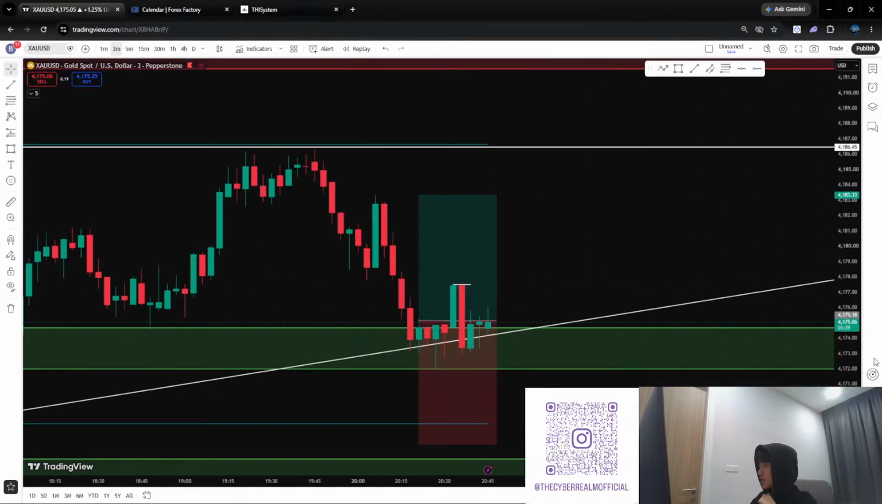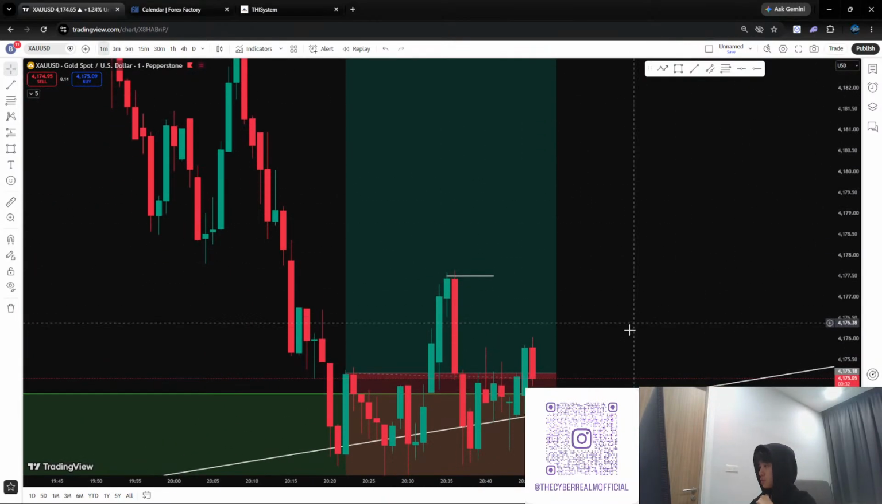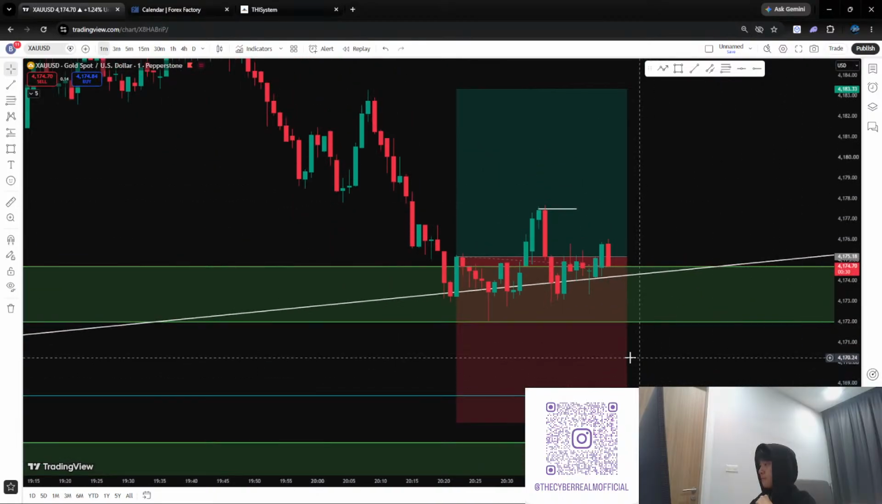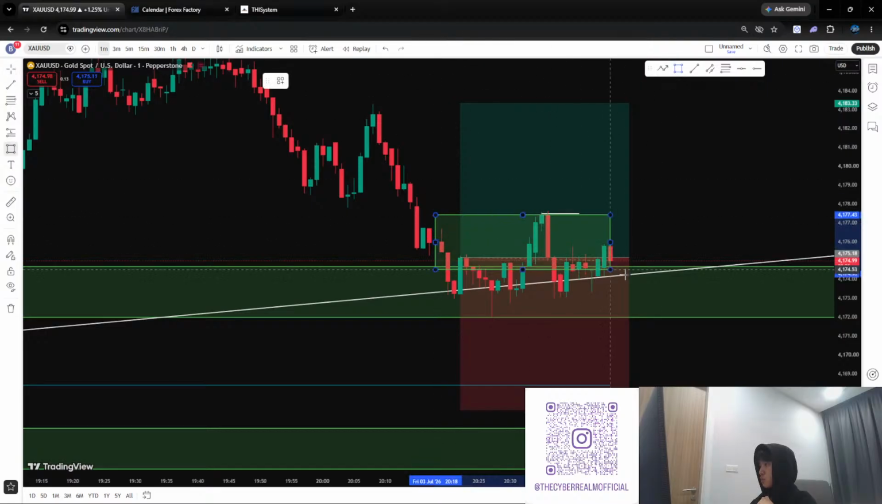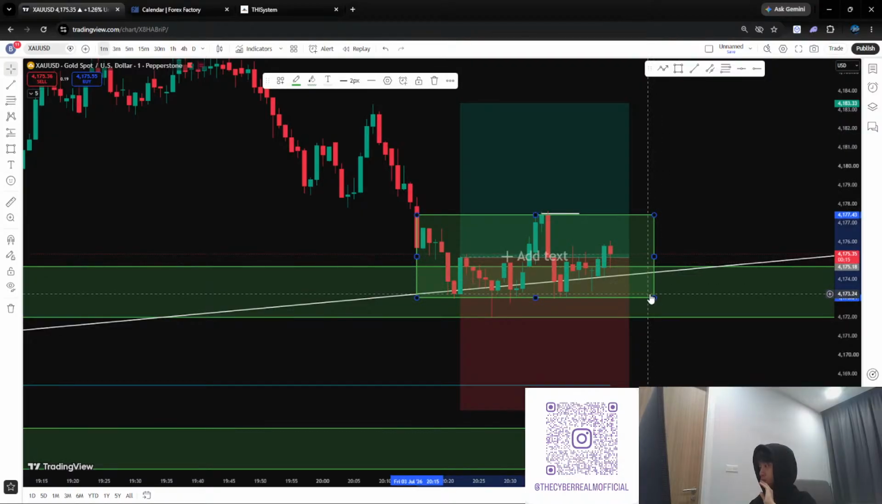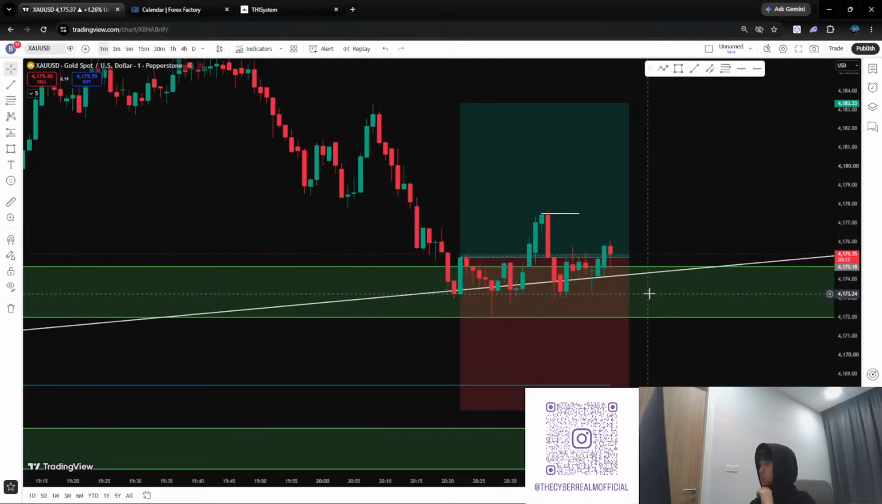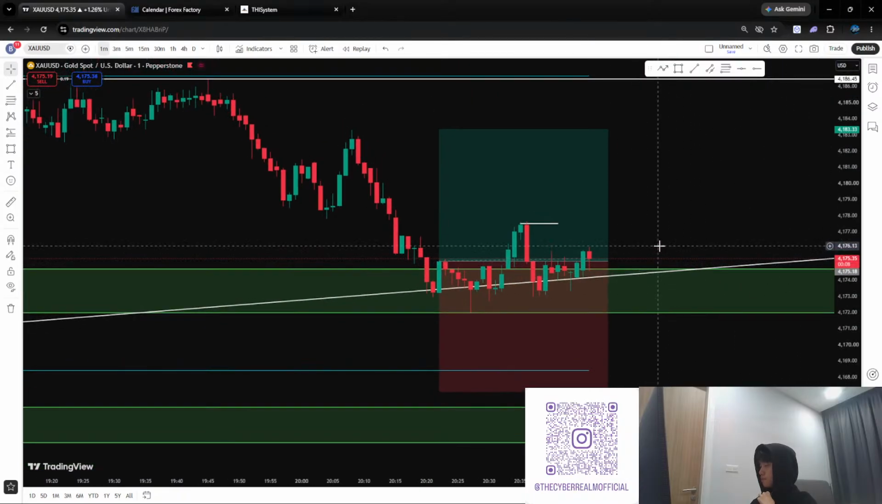Let's see. It is still right here, not moving at all. Wow, it is fully ranging at this area. Let's see. Still available, still well.